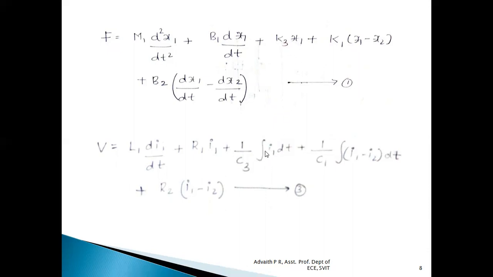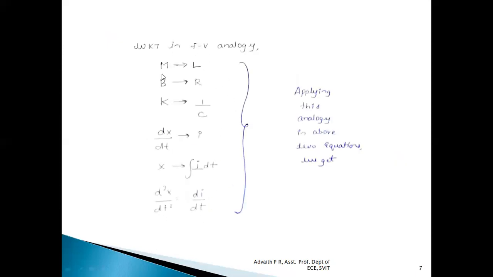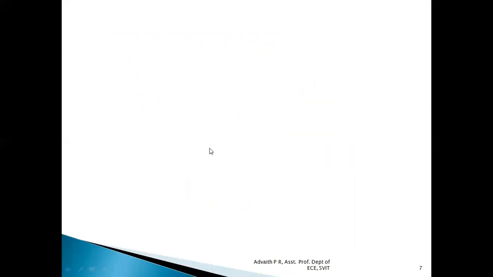So x1 will be analogous to integration of I1 into dt plus 1 by c1 integration of I1 minus I2 into dt plus, in place of b2 we will write it as r2. dx1 by dt is analogous to I1. dx2 by dt is analogous to I2. What we have done is we have applied this table, whatever analogy we have derived, that we have applied over here.